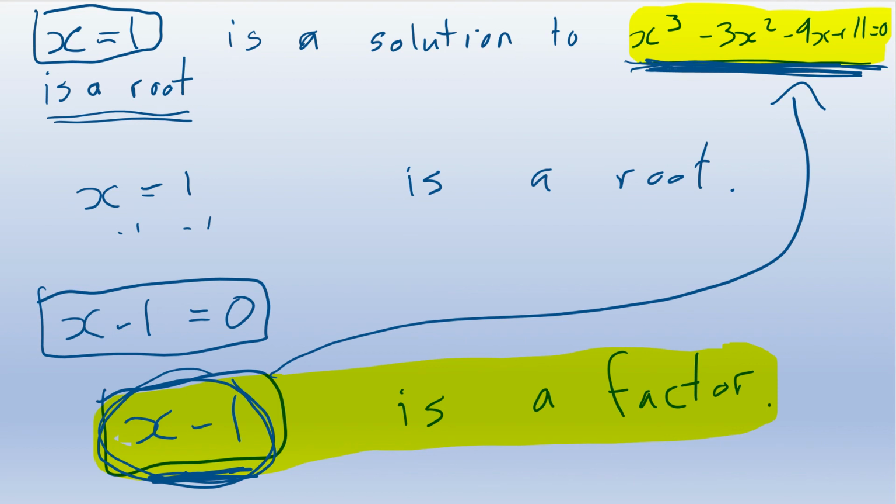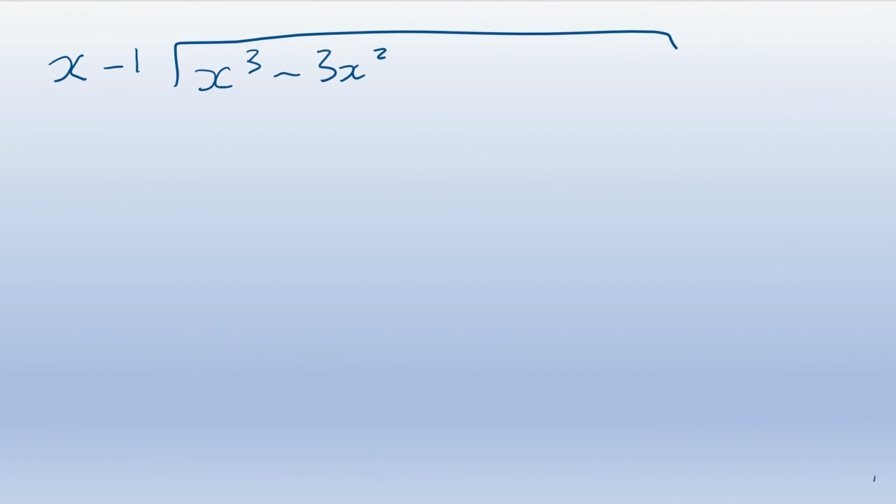So that's what I'm going to do. So I'm going to have x minus 1, and I'm going to divide that into x cubed minus 3x squared minus 9x plus 11. So we're going to say x goes into x cubed, x squared times, and we multiply our x squared by all of this thing here. So x squared times x will give me x cubed. x squared times minus 1 will give me minus x squared.